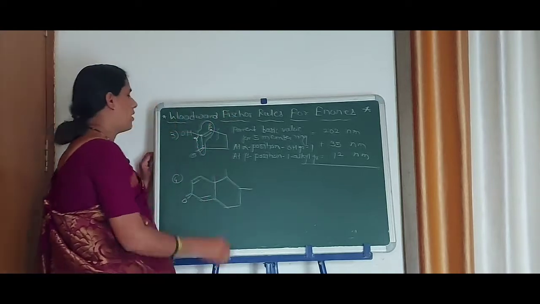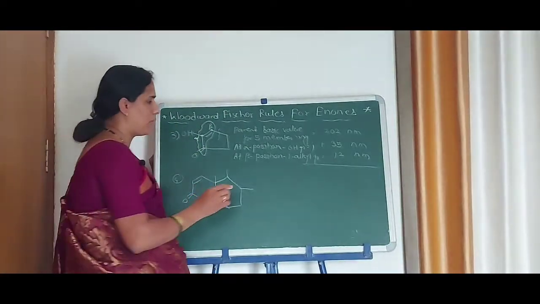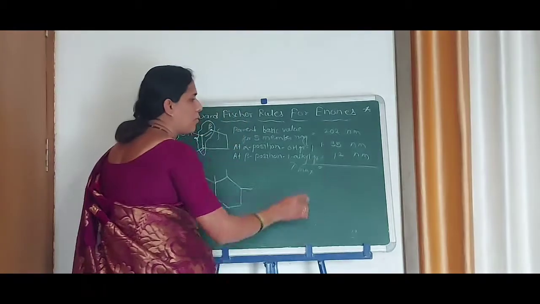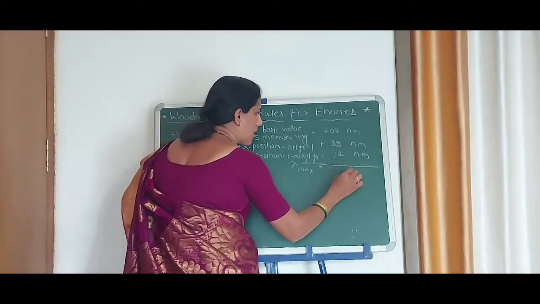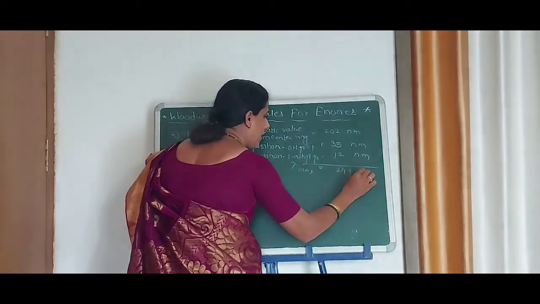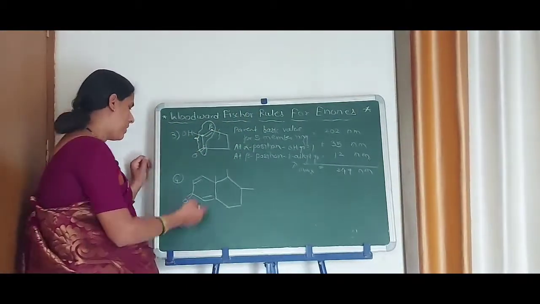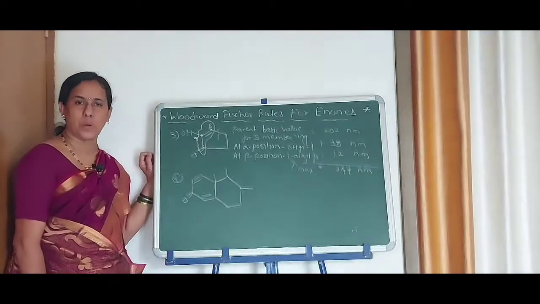Okay. Now what is remaining? Does anyone know? Therefore we have to take lambda max by taking the sum, that is 202 plus 35 plus 12 is equal to 249 nanometers. Okay. Got it? Now we will consider this problem.